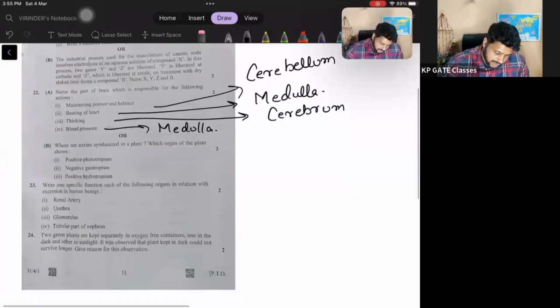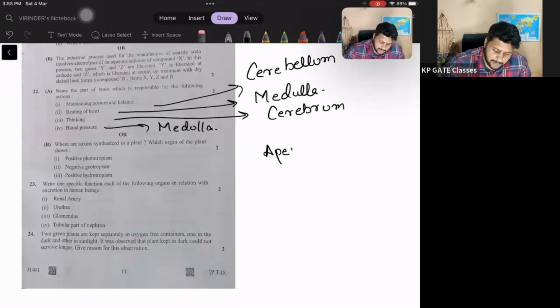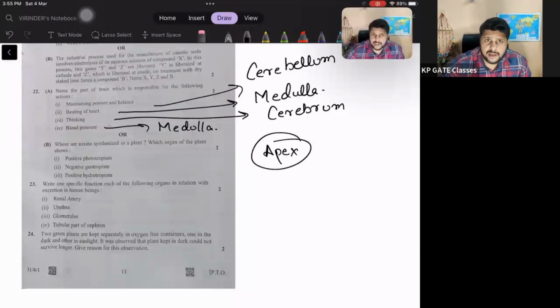Now, where are auxins synthesized in plants? Auxin is basically a growth hormone, so it is synthesized at the tips of the shoots. So mainly at the apex regions of the shoots, it is synthesized. So what is positive phototropism? Which organ of the plant shows positive phototropism? Phototropism is growth in response to light. Positive is when it is growing towards the stimulus. So leaves.